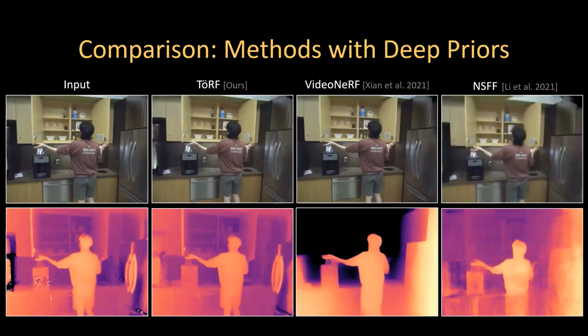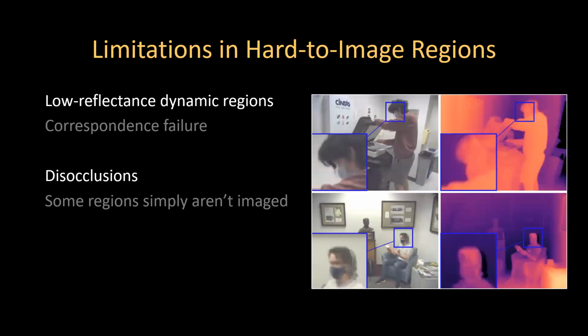Oh yeah, sorry, I have to say limitations because it's not fair of me to say things without limitations. We said low reflectance dynamic regions are still problematic because there's no real correspondence that can come from those, even as you wave the thing around.